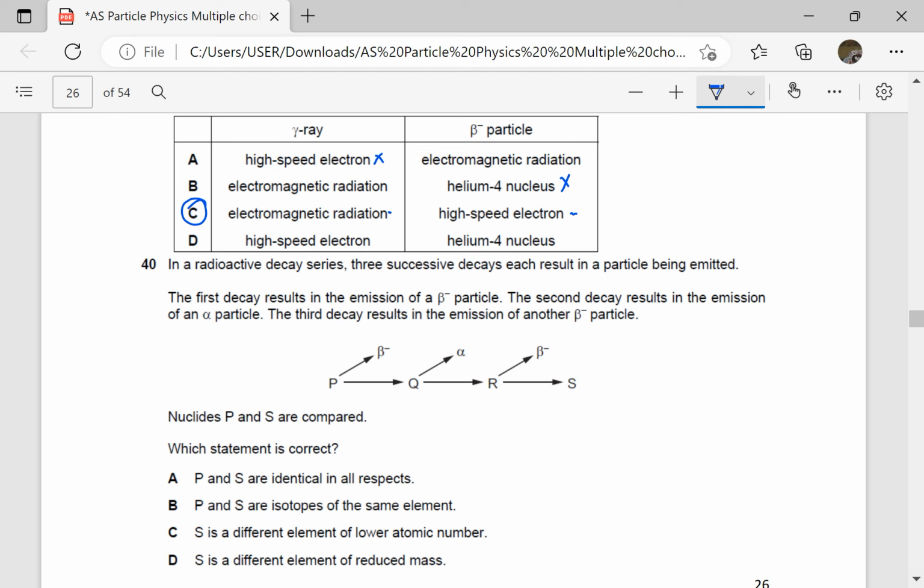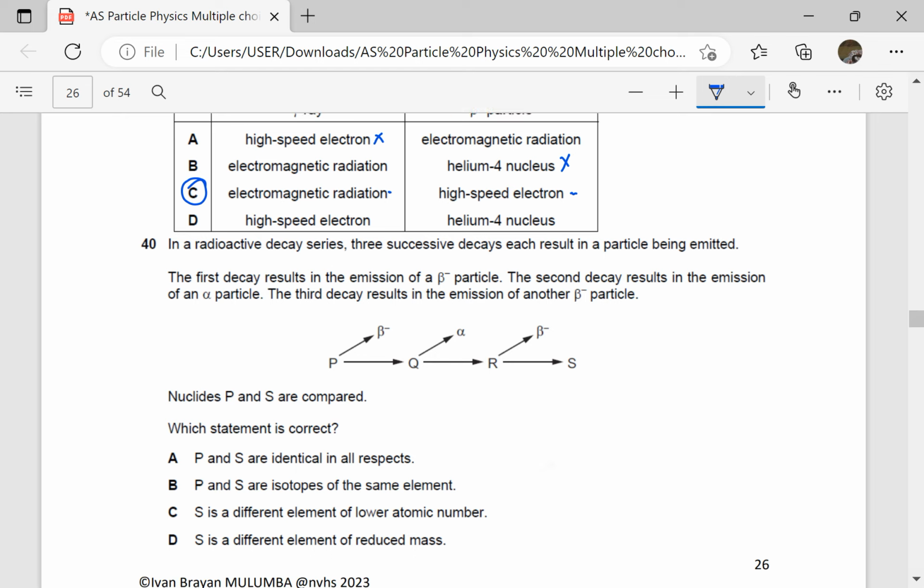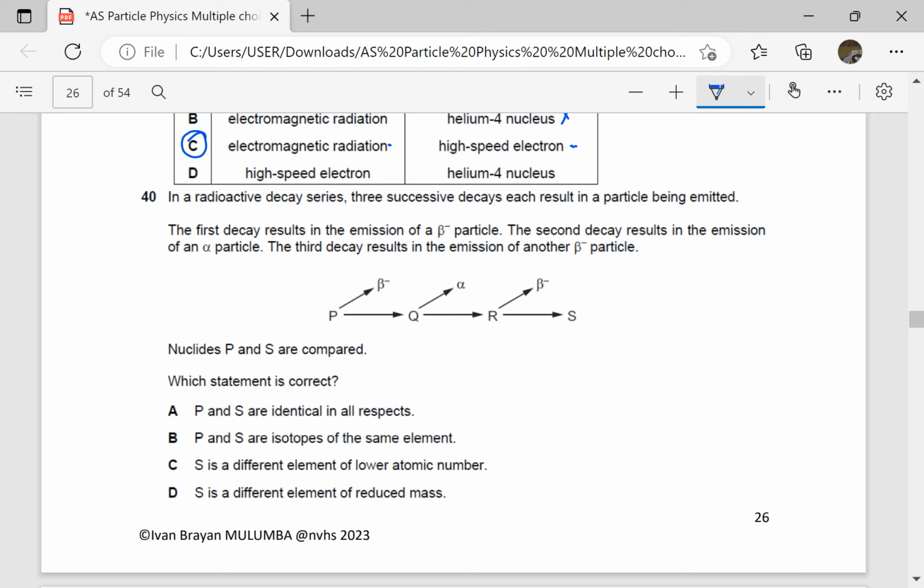In a radioactive decay series, three successive decays each result in a particle being emitted. The first decay results in the emission of a beta minus particle. The second decay results in the emission of an alpha particle. The third decay results in the emission of another beta minus particle. Nuclides P and S are compared. Which statement is correct?